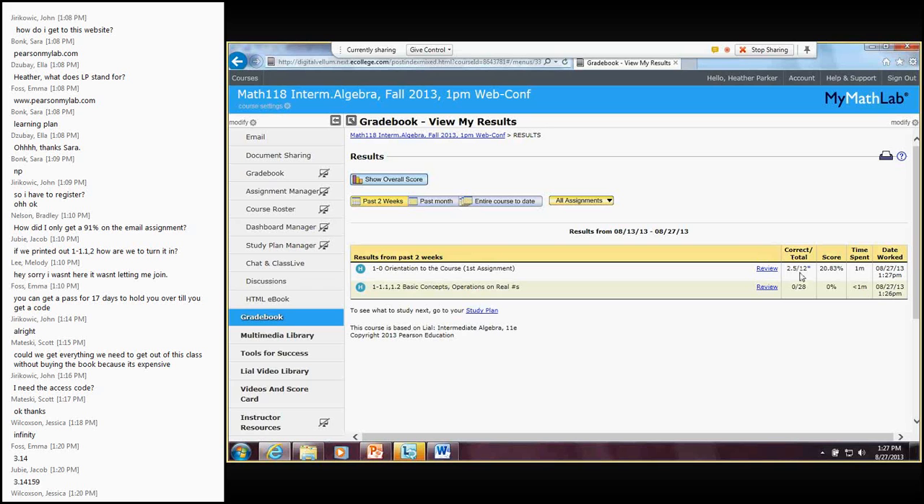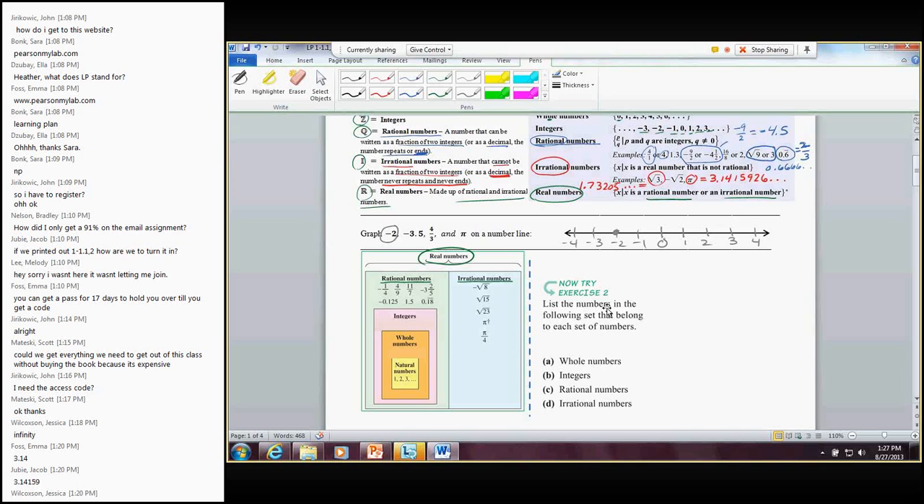So if you ever still need to do a few problems from a homework assignment, it's always good to go back into it because you're going to earn more points. Even though it's half credit, you're still going to earn points. Okay, going back, let's look at a couple other ones.